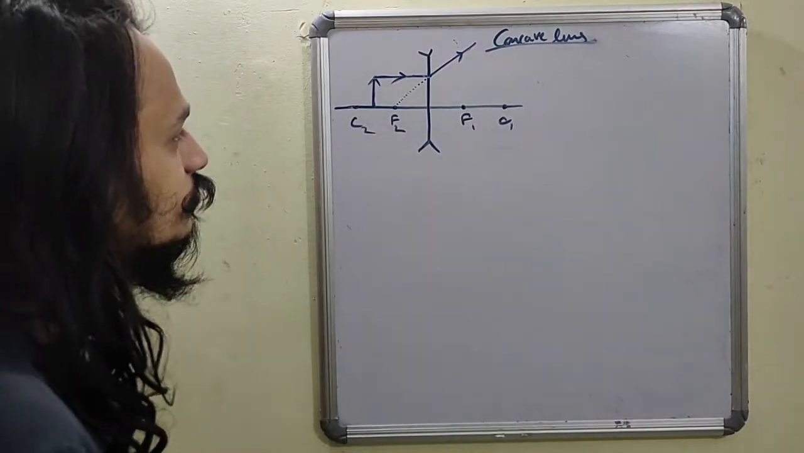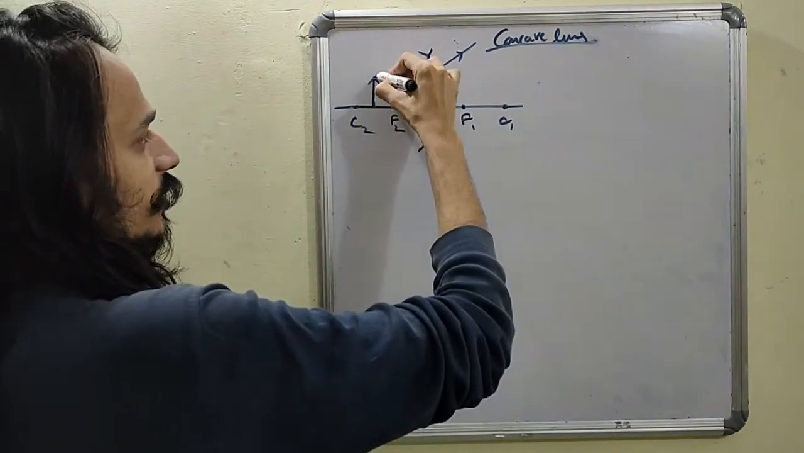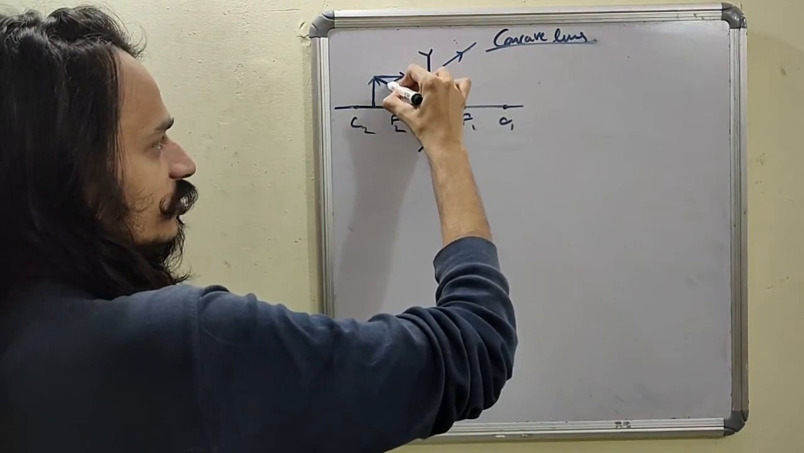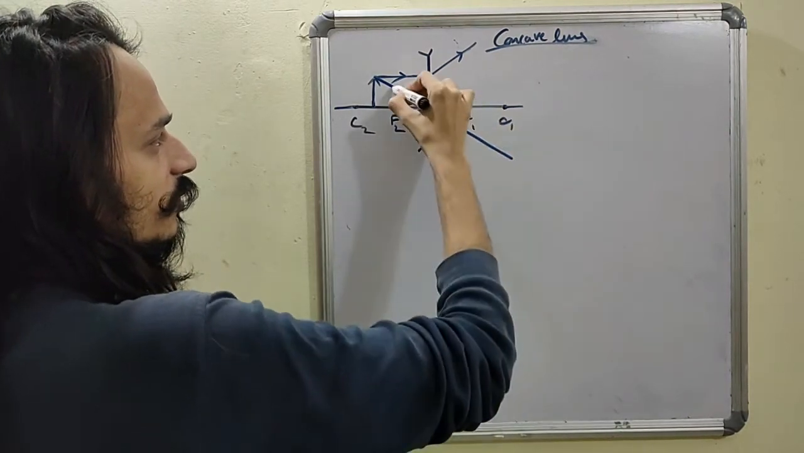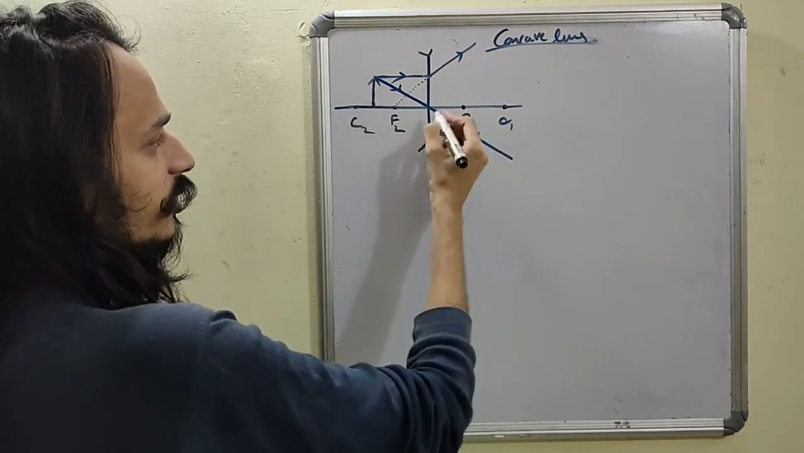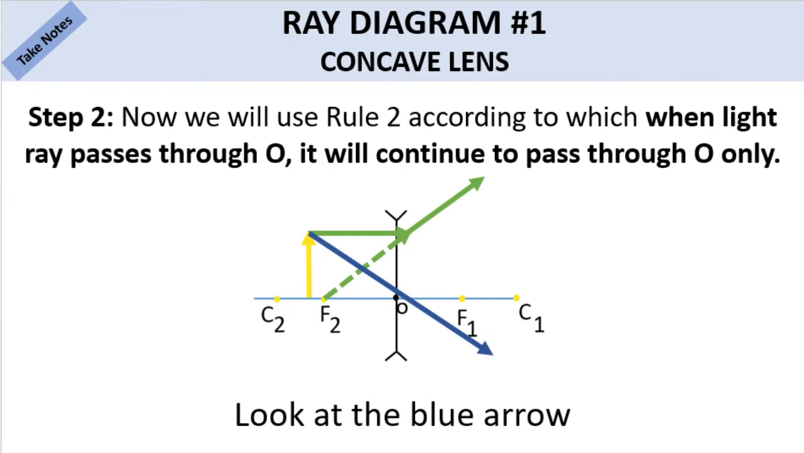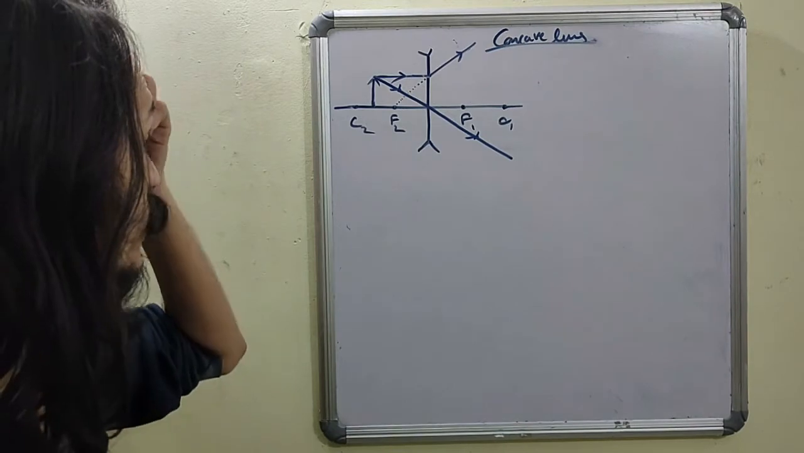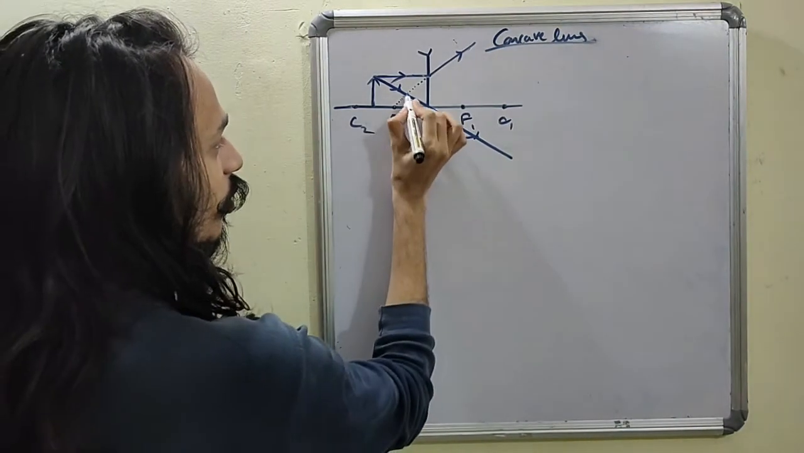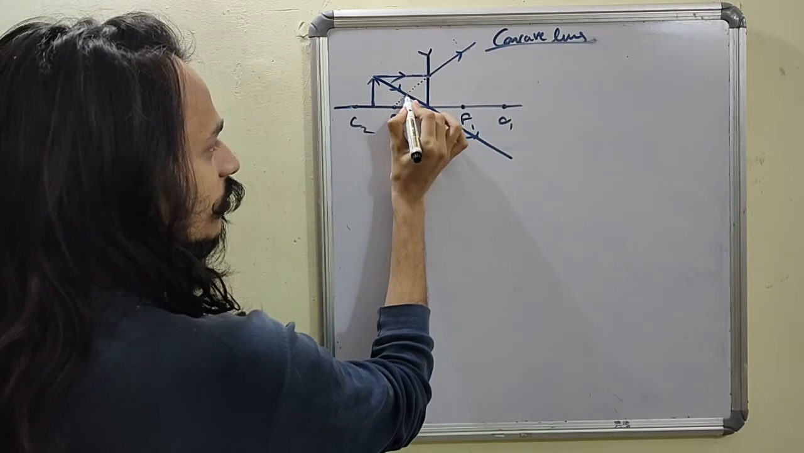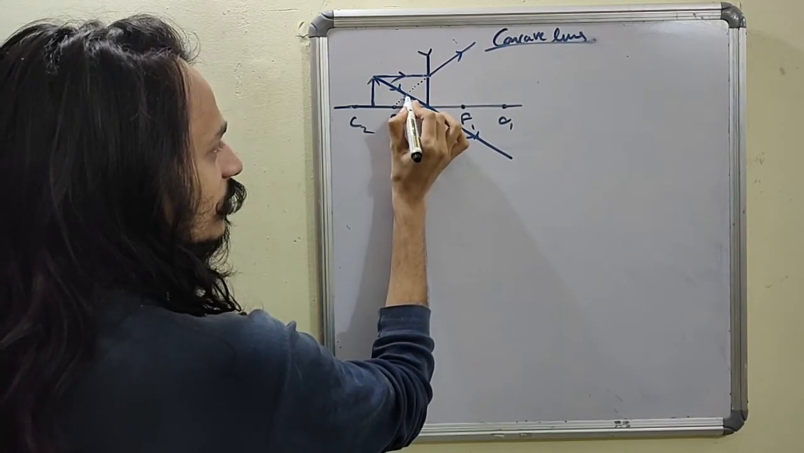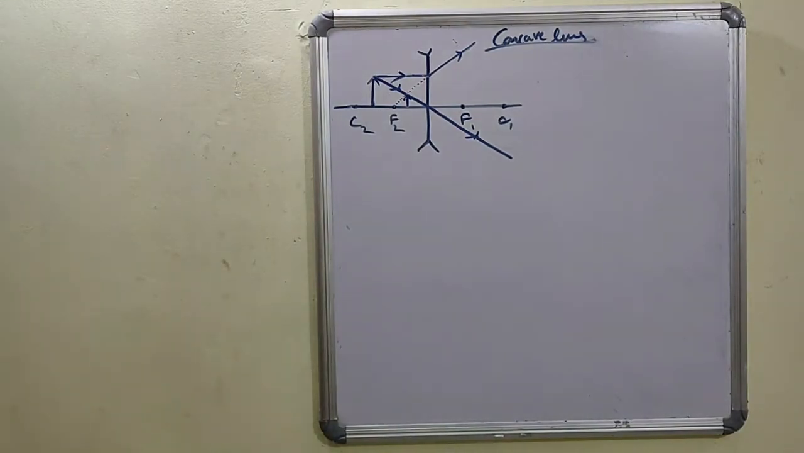Now, what about the second rule? The second rule is the optic center rule. It is the same one over here. It just goes through the O and keeps going without any deviation. Now, if you see, these two rays have met somewhere over here. So what I can do is draw this small arrow.